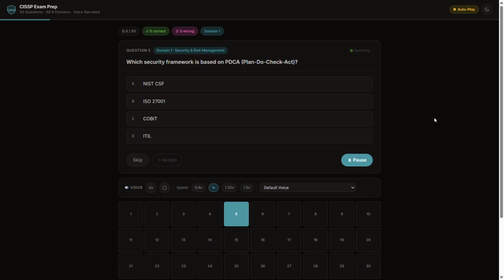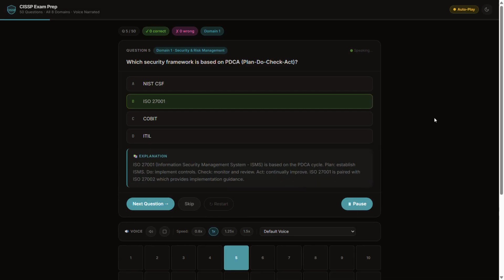Question 5. Which security framework is based on PDCA, Plan Do Check Act? Options: A. NIST CSF. B. ISO 27001. C. COBIT. D. ITIL.